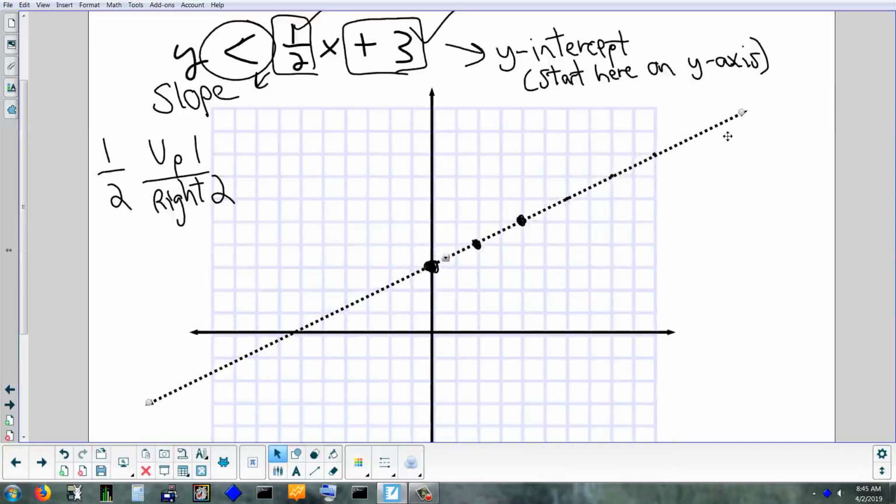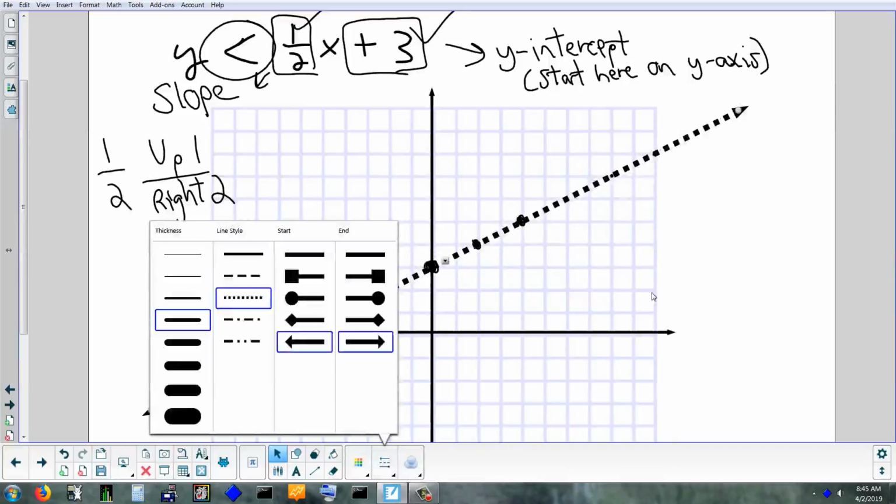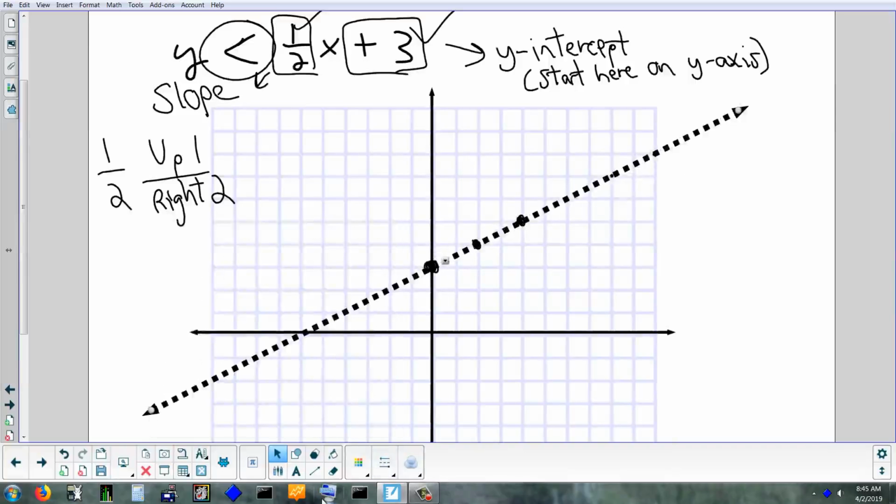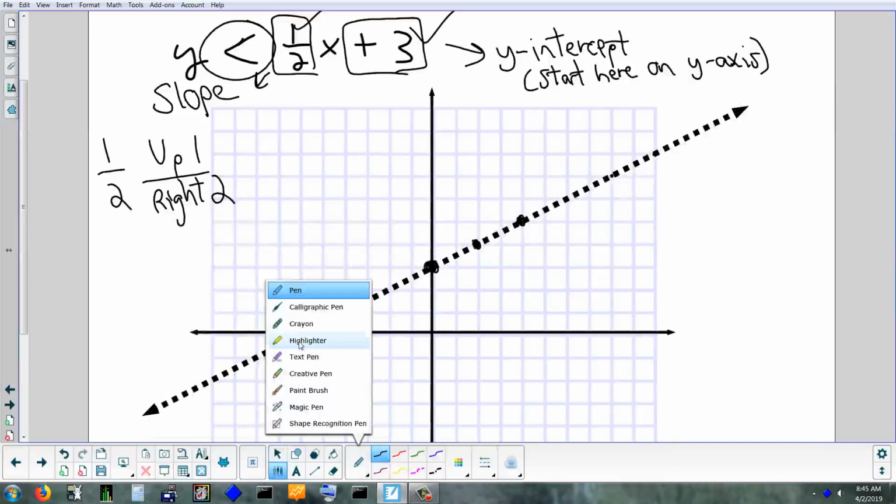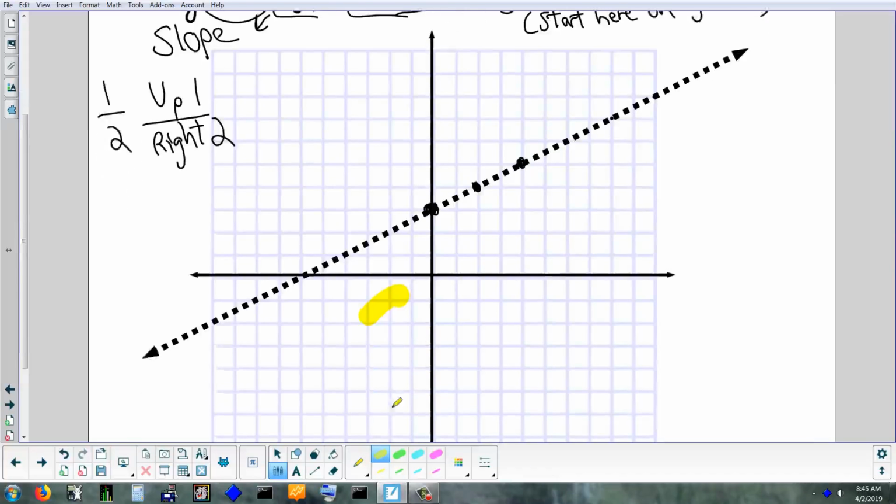Perfect. So there's our dotted line. So again, the inequality sign tells us 2 things. We've already figured out one of those 2 things: what type of line it's going to be. Like Melanie just said, it's going to be dotted because there's no line underneath. What else do we have to figure out? Melanie? Where to shade. Where am I going to shade? Below. Because it's a less than, I'm going to shade below my line.